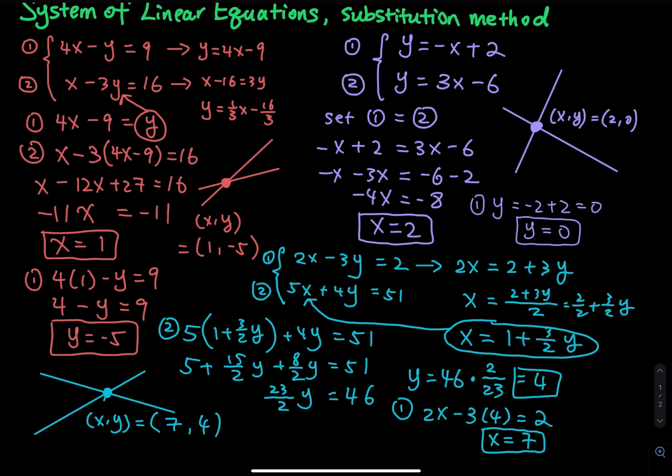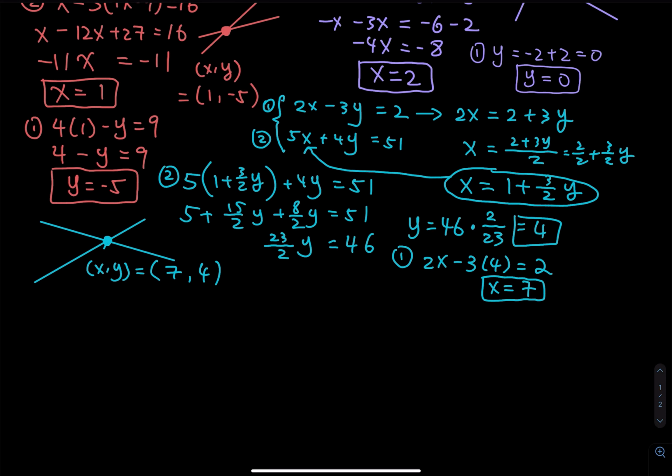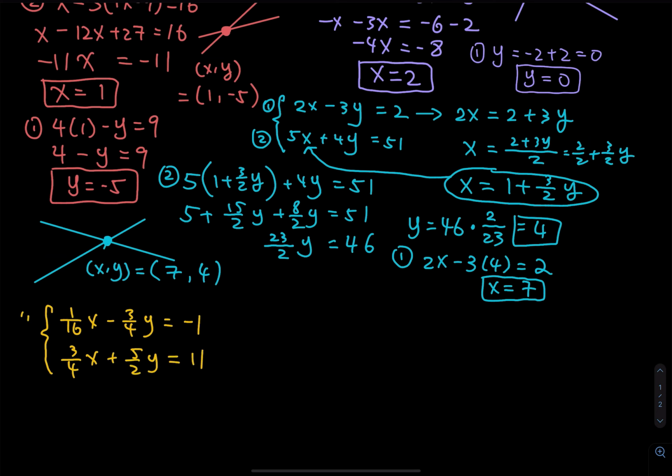And then moving on to number 4. So number 4, let's do some fractions. I'm going to do number 4 right here. 1 over 16 x minus 3 over 4 y equals negative 1. And then the other one is 3 over 4 x plus 5 over 2 y equals 11. And then this is my equation number 1. This is my equation number 2.